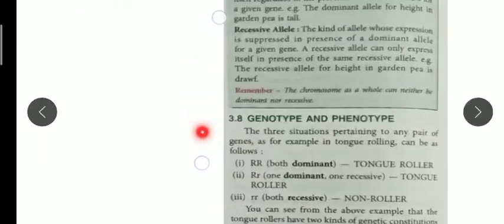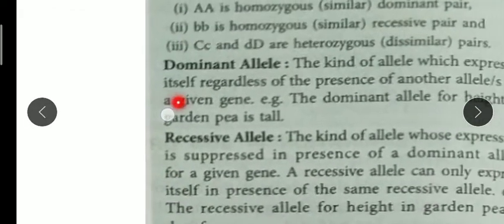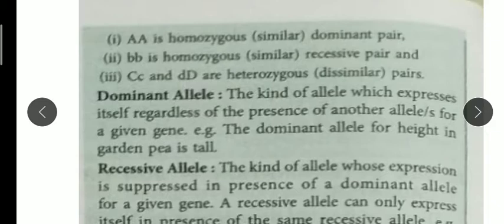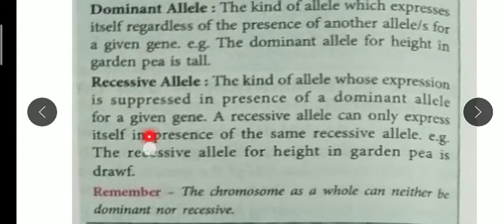Now here also you can see they are showing that capital AA is there, meaning it is a dominant pair, and bb is there, then it is a recessive pair. Because it is purely dominant gene and purely recessive gene. And here Cc and Dd are dissimilar pairs, heterozygous. In this case, the dominant will supersede the recessive. The definition is also given, read it by yourself.